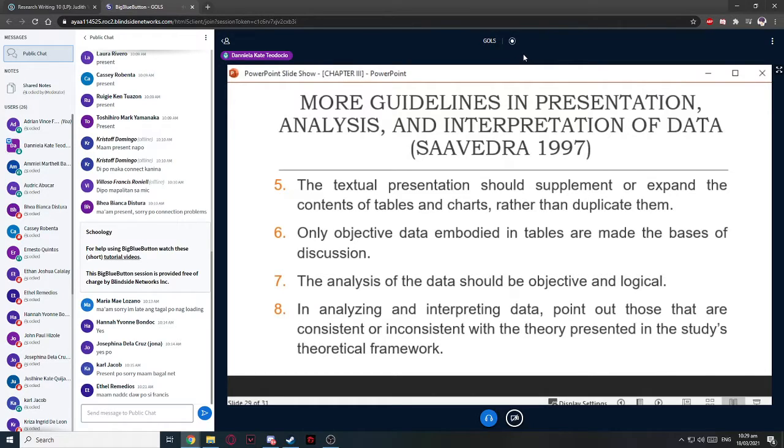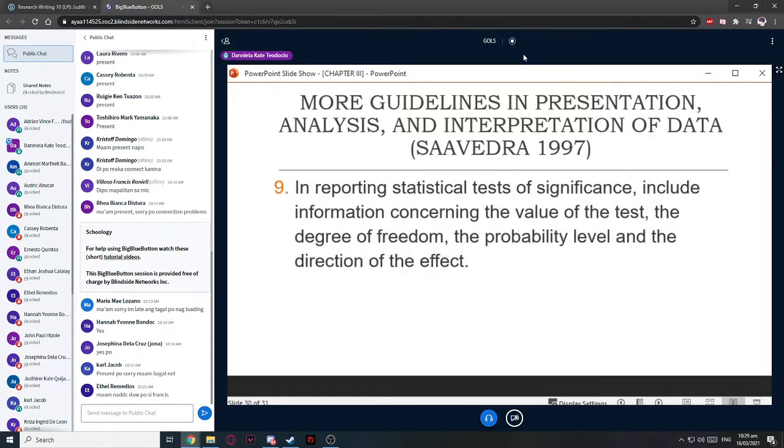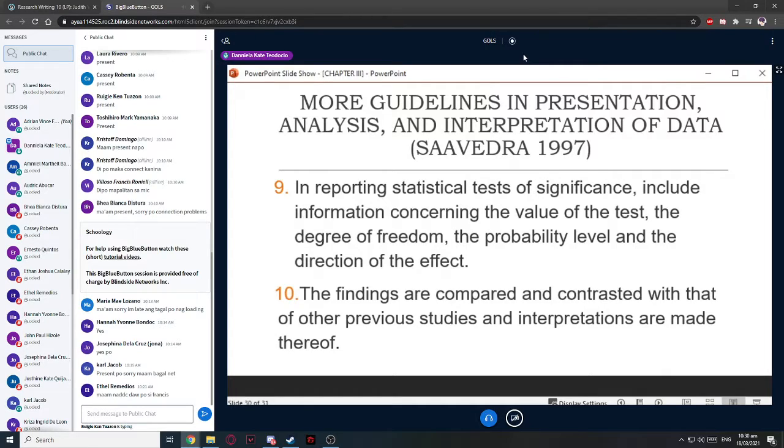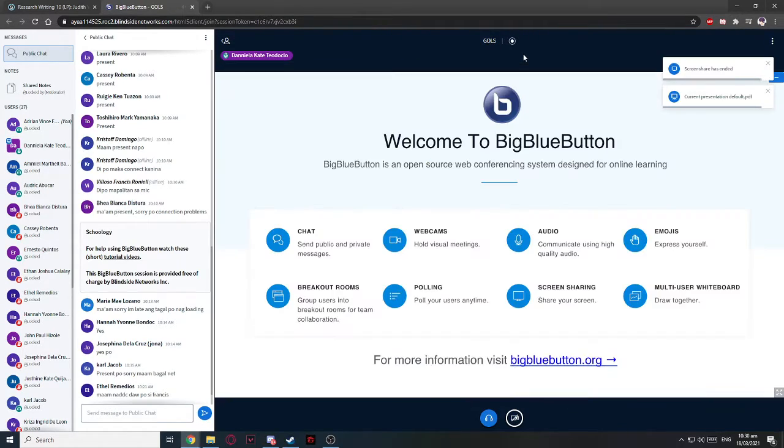Now, in analyzing and interpreting data, point out those that are consistent or inconsistent with the theory presented in the study's theoretical framework. Also, in reporting statistical tests of significance, include information concerning the value of the test, the degree of freedom, the probability level, and the direction of the effect. And lastly, the findings are compared and contrasted with that of other previous studies and interpretations made thereof. Now, here is an example of chapter 3.